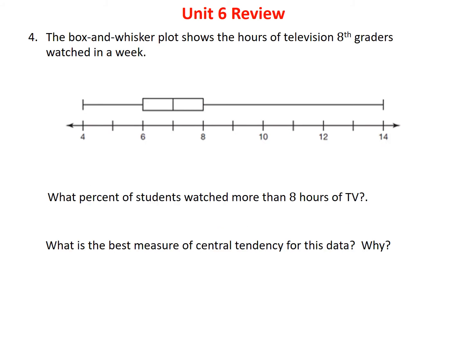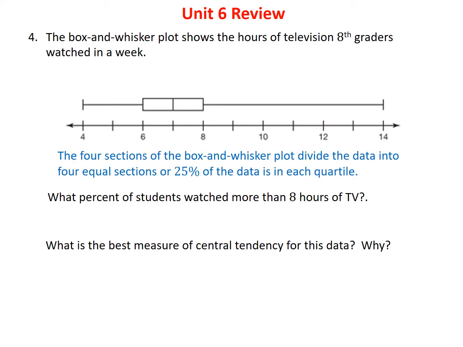The fourth problem also gives us a box and whisker plot, which is showing the number of hours of television that 8th graders watched in a week. You need to understand again about the quartiles, which divide this into 4 sections. Each of these sections is 1/4, or in our case, 25% of the data. So 25% of the 8th graders watch between 4 and 6 hours, 25% watch between 6 and 7 hours, 25% watch between 7 and 8 hours, and the last 25% watch between 8 and 14 hours.